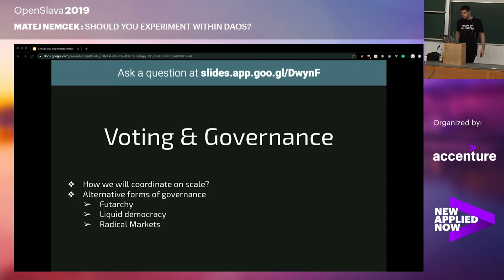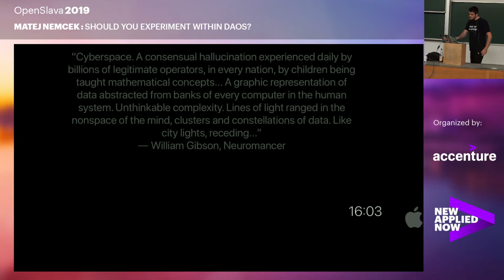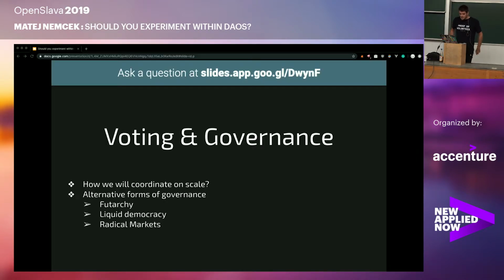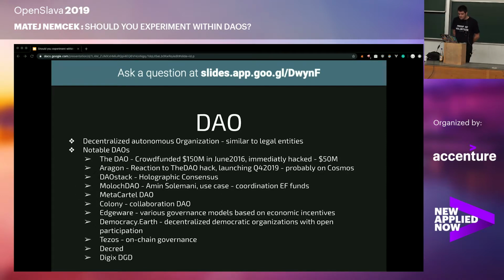Maybe you are familiar with some of the things like futarchy, liquid democracy, and radical markets. Raise your hands if you have heard of one of the three terms. Okay, perfect. Raise your hands if you know what a DAO is. Cool.